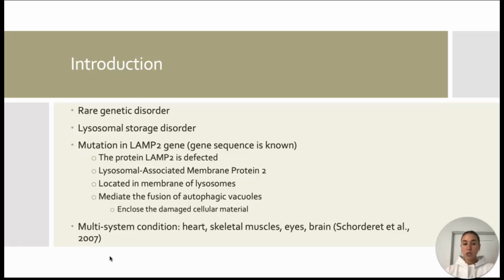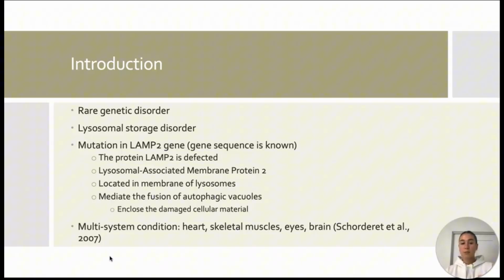What is the LAMP2 gene? It stands for lysosomal associated membrane protein 2. And the mutation causes this protein to be defective. The gene where this protein comes from, the sequence is known. The location, based on the name you can tell, is it's located in the membrane of lysosomes. And its role is to mediate the fusion of autophagic vacuoles.